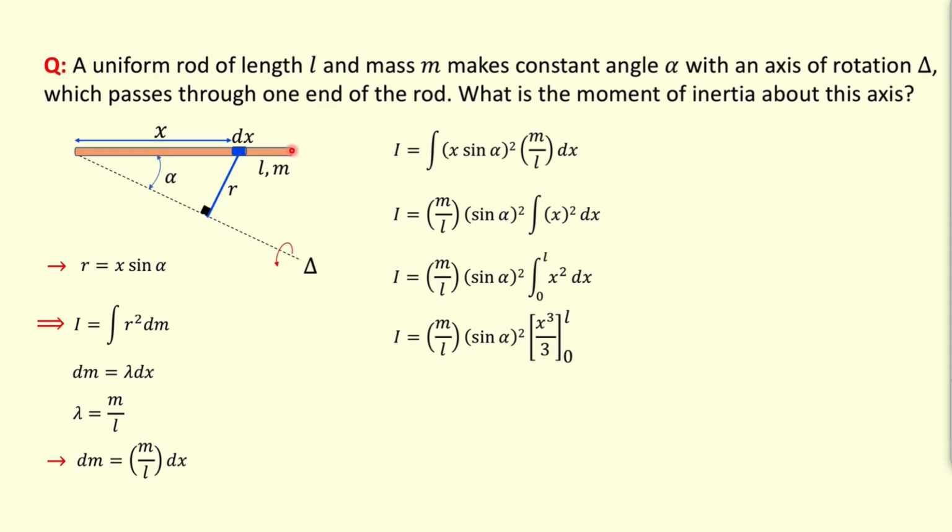So if we calculate this integral, we get this equation, and by substituting L and 0 instead of x, we can find this final answer, which means that moment of inertia is 1 over 3 m L square sine square alpha.